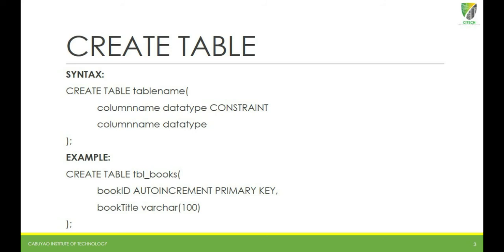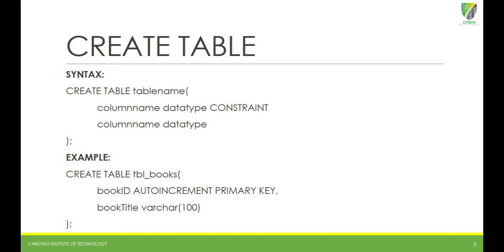Second syntax on how to create a table is create table, table name, open and close parentheses, with column names and data type inside. Data type could be an integer, varchar, double, etc. We can also add constraints here, such as primary key, auto increment, not null, and so on. Let's make book ID as the primary key and change the int data type to auto increment so that whenever we enter data to the table, the primary key would increase by itself.